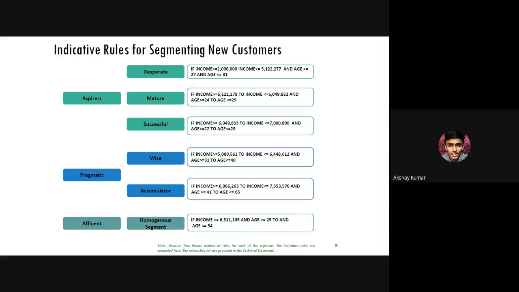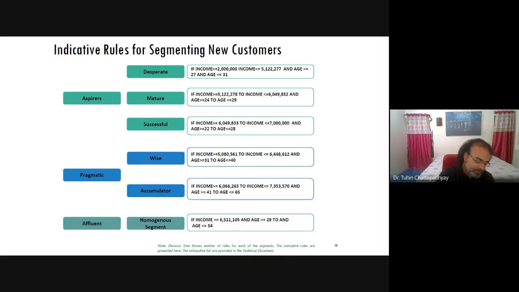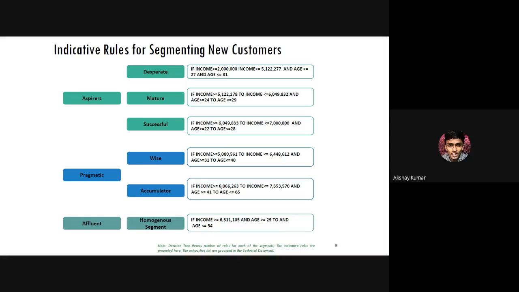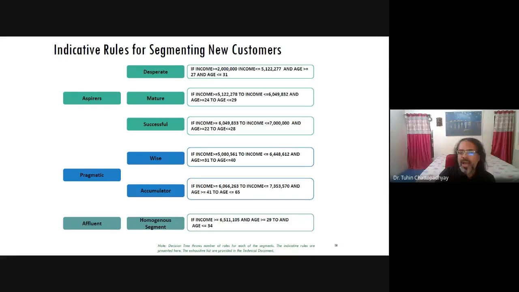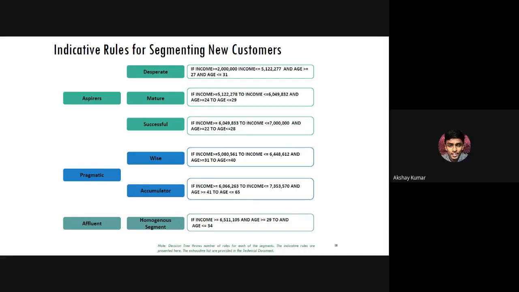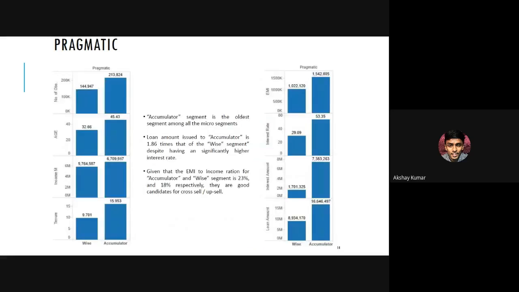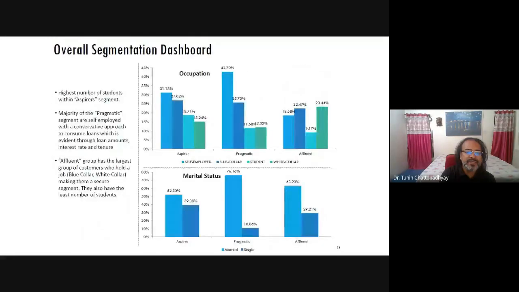Yeah, question, please. Akshay here, sir. Akshay, please. Why do we segment them as disparate, mature, and successful, sir? On what basis? Have you joined later, or were you there from the beginning? Yes, I was there. Why are they called disparate? That is my question. I think I discussed the logic with one example.